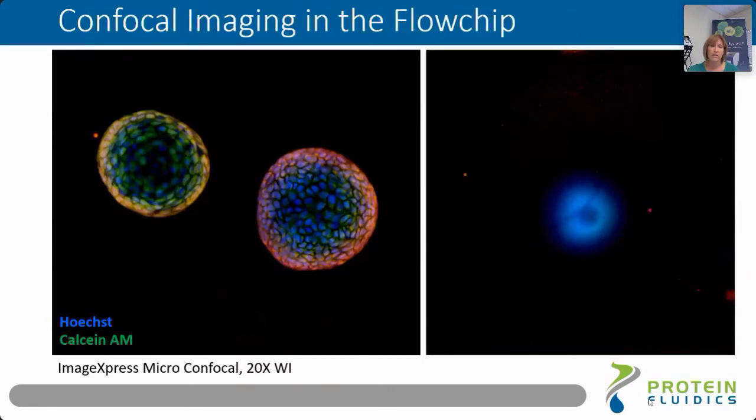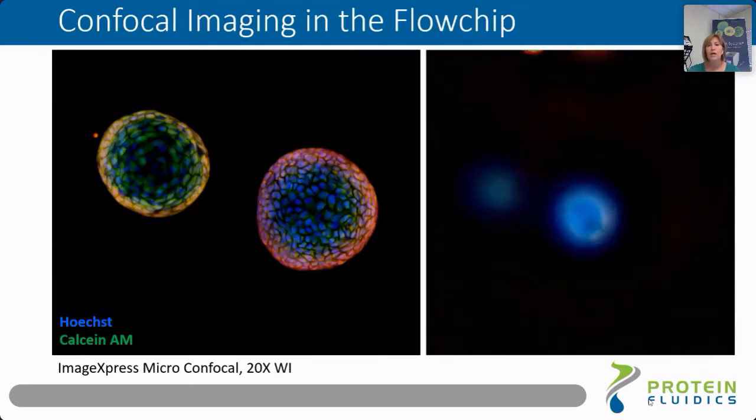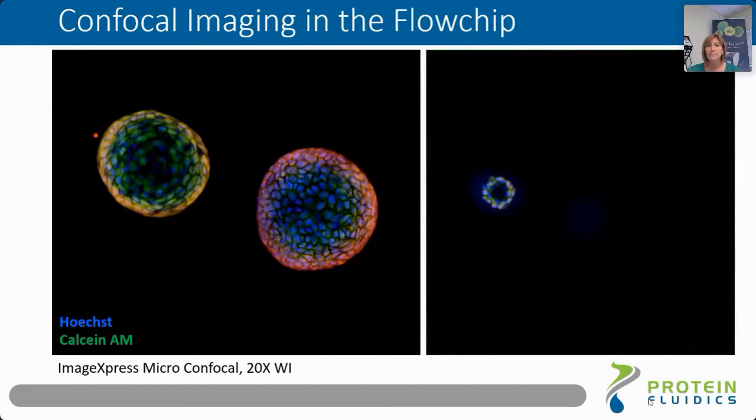Now, here's another example of lung organoids. They were stained with Hoechst, calcein and a mitochondrial stain. And you will see here 2 organoids, again, located at different planes. Again, they're very nicely round shaped. You can see that they're hollow inside. And yeah, they look very beautiful.